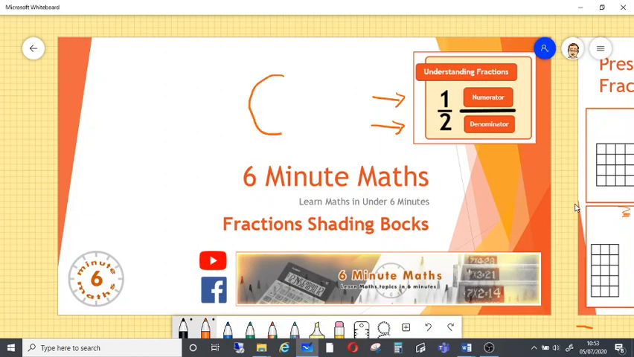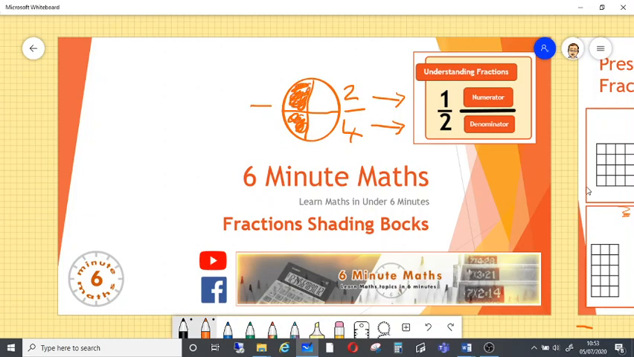So if I've got a pizza, and I split it into 4, and if I've got 2 shaded blocks, then I have got 2 quarters. The denominator tells us how many it's cut into, which is 4, and the number of pieces I've got left is 2. There's 2 shaded.